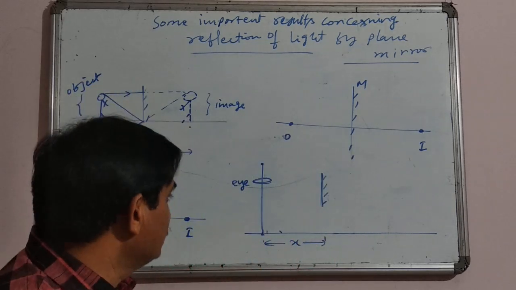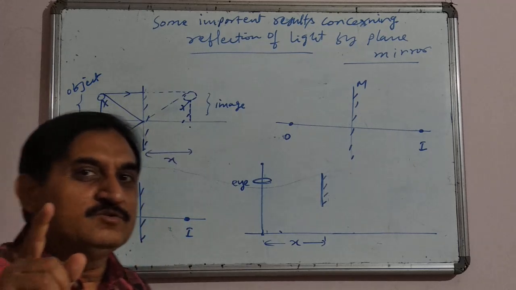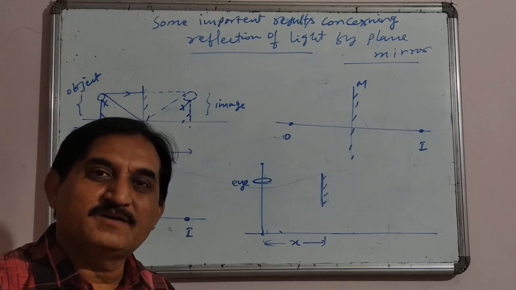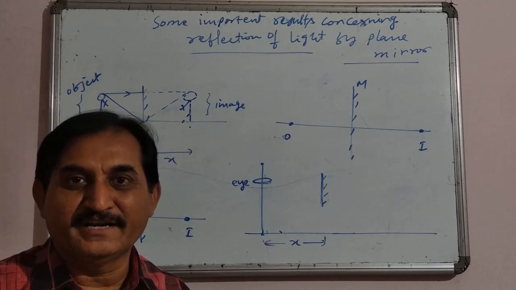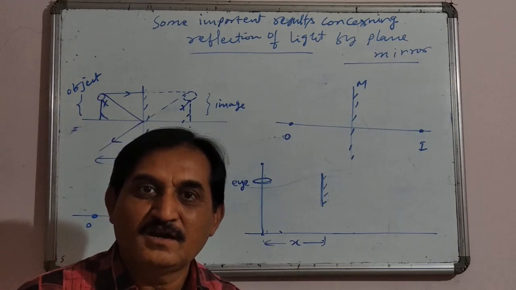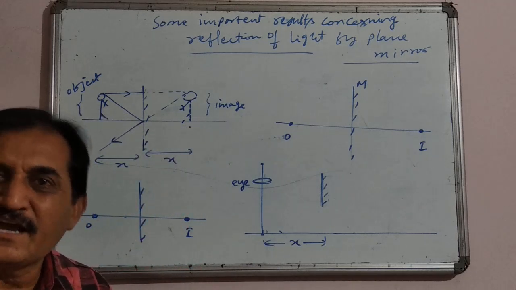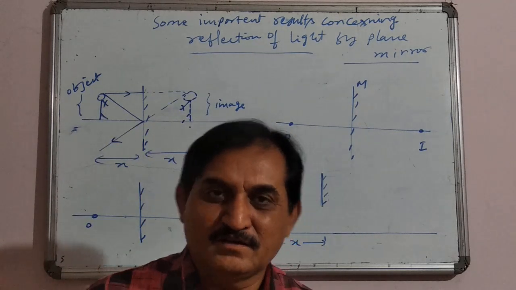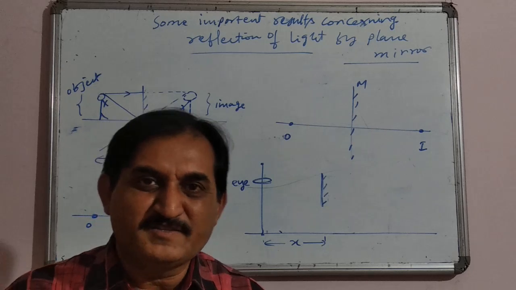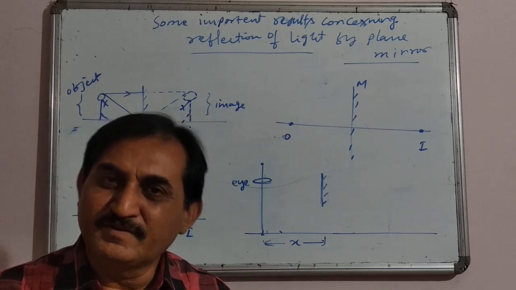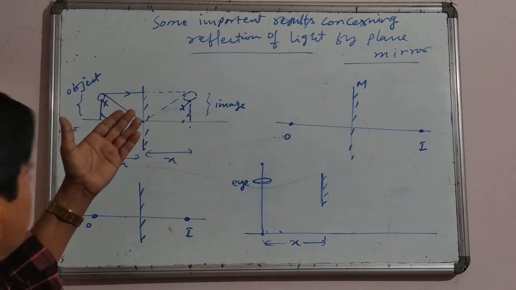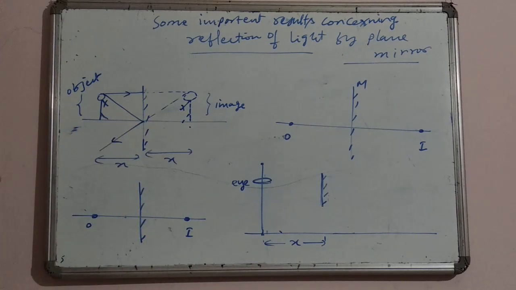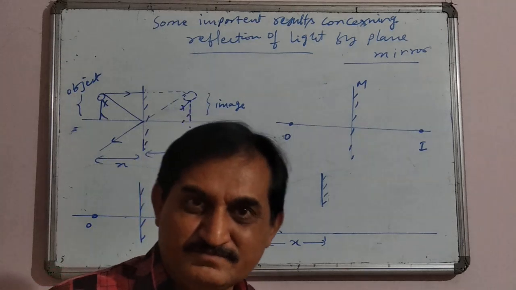Okay, next, keep in our mind. A virtual image cannot be obtained on the screen, and a virtual image is obtained by the plane mirror and also the convex mirror. And the concave mirror is also giving a virtual image under specific circumstances. We will discuss it later. Now, let us move on to some important results concerning reflection of light by a plane mirror.